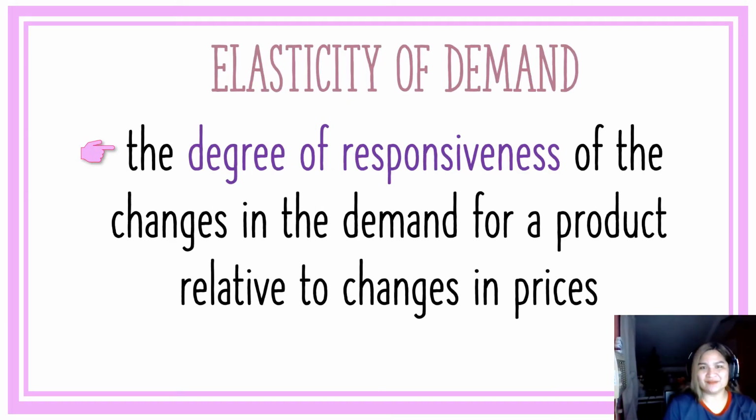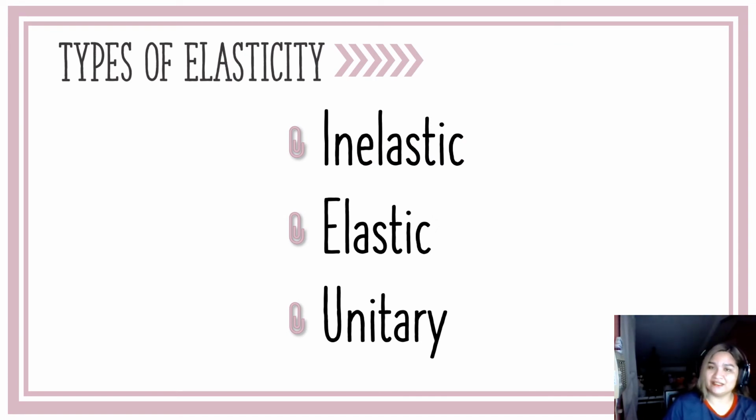So the next part, we have the elasticity of demand. So elasticity of demand is defined as the degree of responsiveness of the changes in the demand for a product relative to changes in prices. For example, the price of a particular item increased by 1%. How much would the demand change? That is elasticity of demand. There are three types of elasticity. We have inelastic, elastic, and lastly we have unitary.